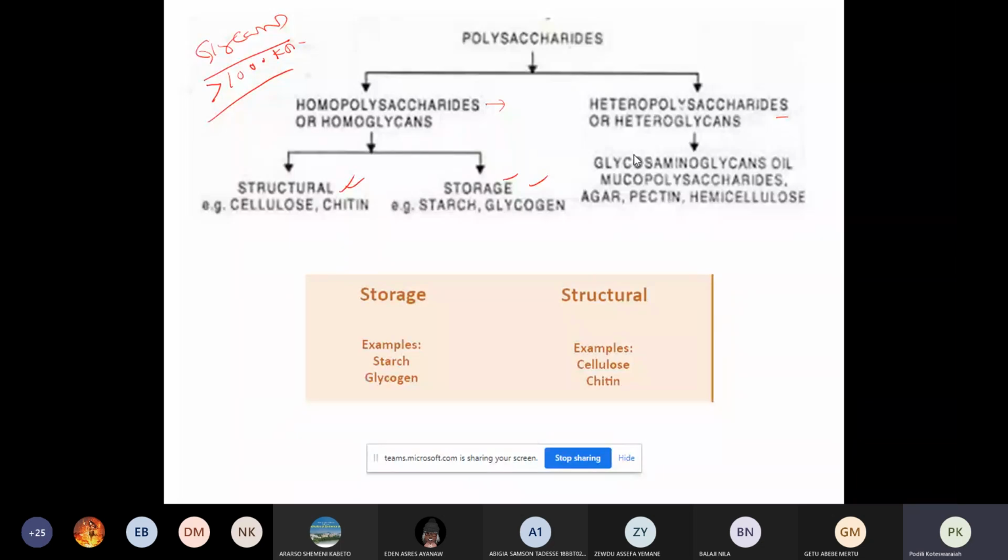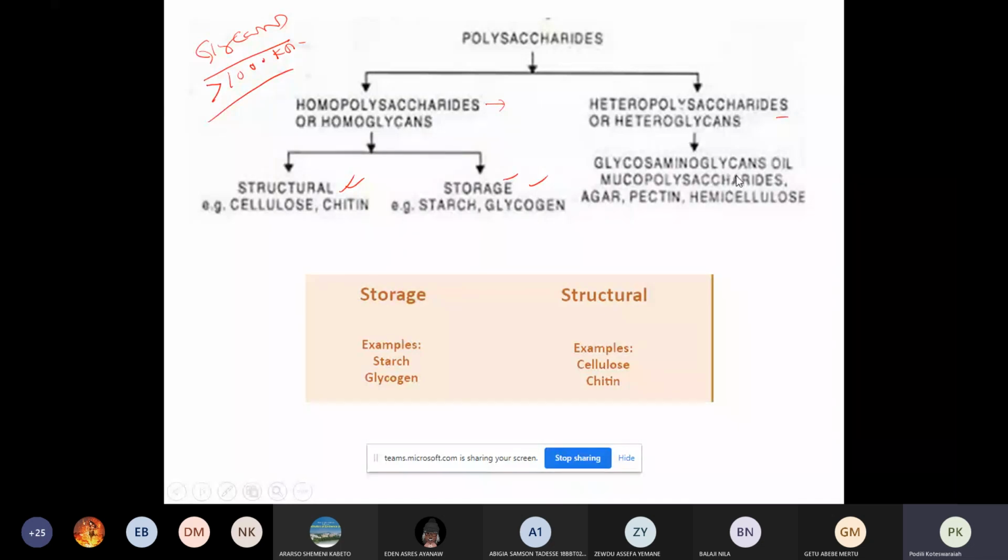Coming to the homopolysaccharides, we have cellulose and chitin, which have the structural function, whereas the storage function remains with starch and glycogen. All these are homopolysaccharides. They are built with only one type of sugar residue.